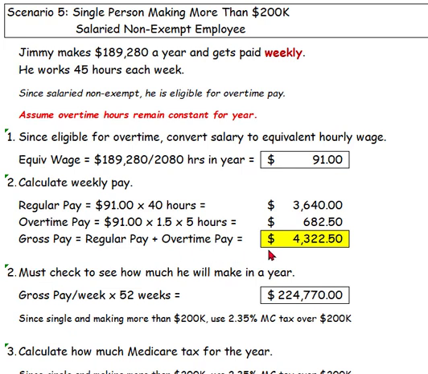Before we determine Medicare tax, we have to determine if he exceeds the $200,000 minimum for single people. So we take his gross pay per week, which is this, times the number of pay periods in the year, which is 52, and find out that he makes almost $225,000 a year, which means he's going to have to pay the higher premium for anything over $200,000. So since single and making more than $200,000 in a year, we have to use the 2.35% Medicare tax over any earnings over $200,000.